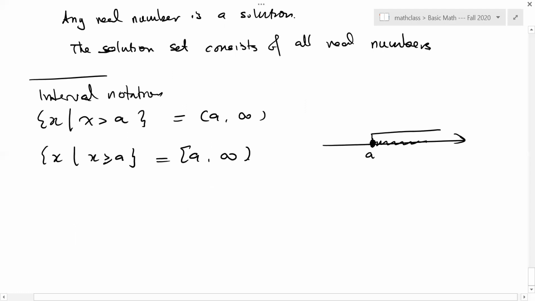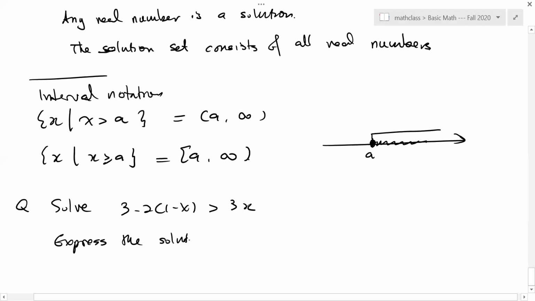So you can describe your solution in the form of intervals. So express the answer in interval notation. Okay, so let's see. 3 minus 2 times (1 minus x) greater than 3x, and express the solutions in the interval form.